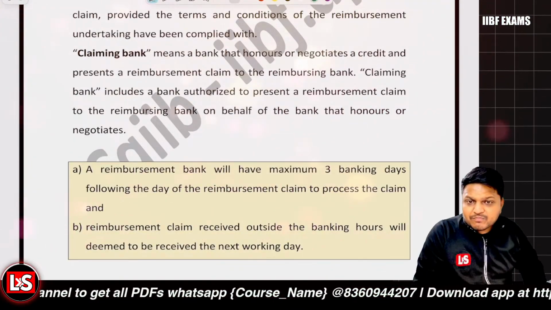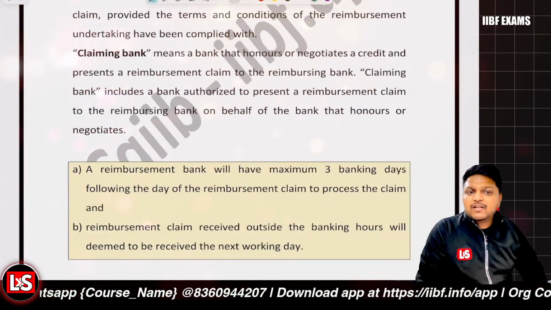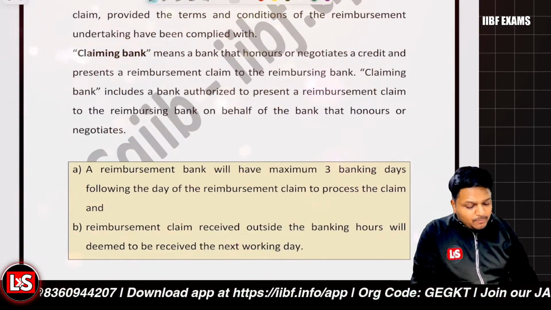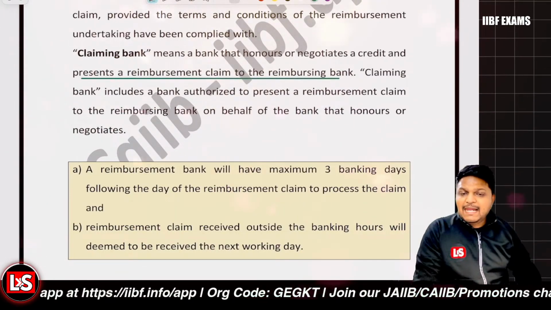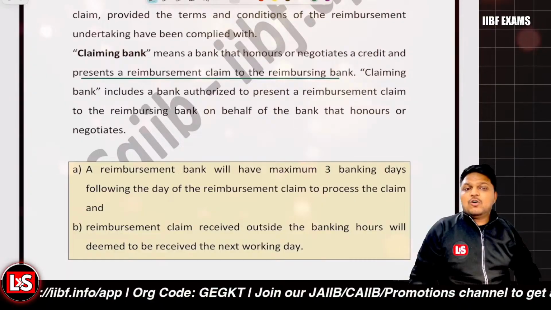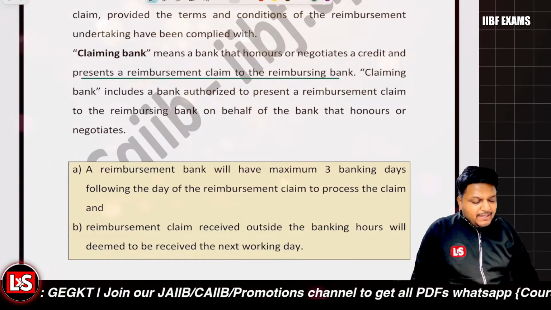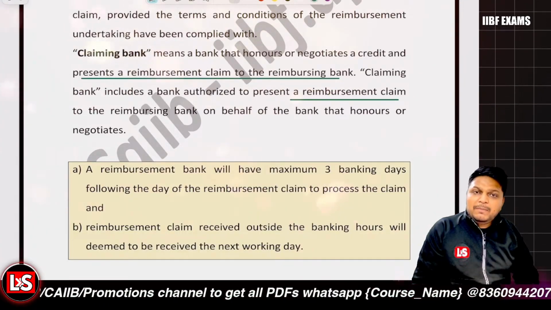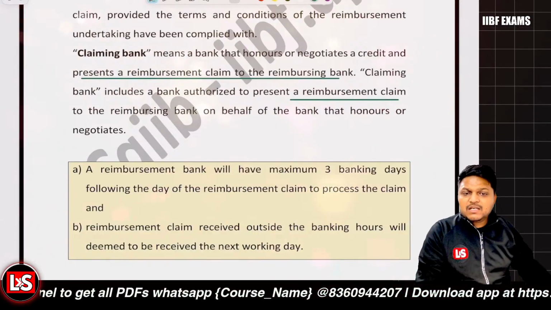And the claiming bank, lastly, would be that particular bank to whom the reimbursement is to be made, right? So the bank who is going to honor the letter of credit, who is going to negotiate the credit, and further is going to present a reimbursement claim to the reimbursing bank. The claiming bank is authorized to present the reimbursement claim. And if it's a valid claim or a complying claim, then the reimbursing bank is obligated to pay off the reimbursement. Clear with it?